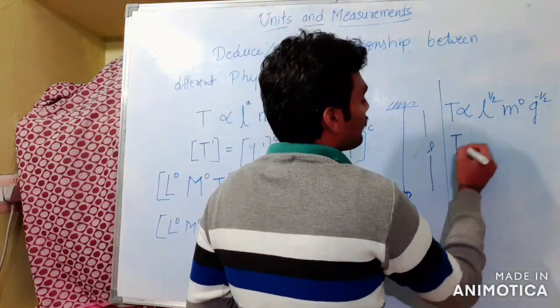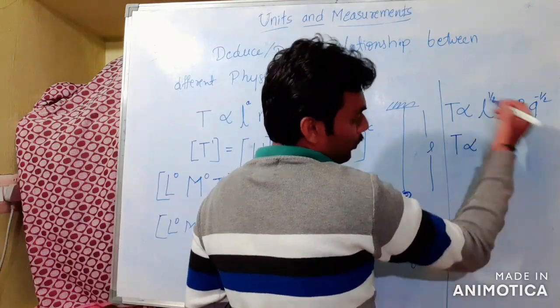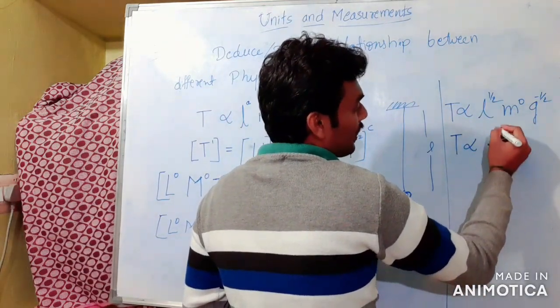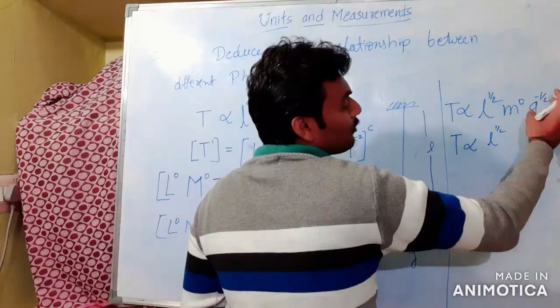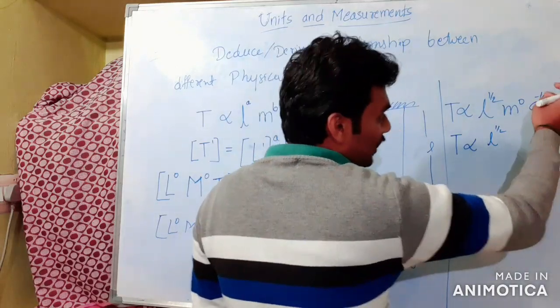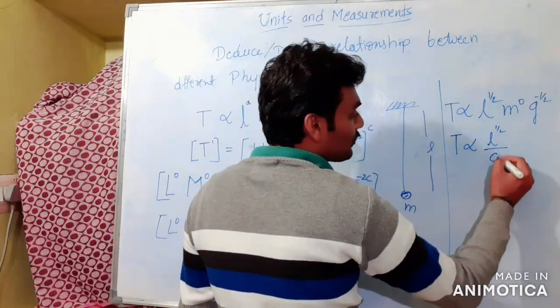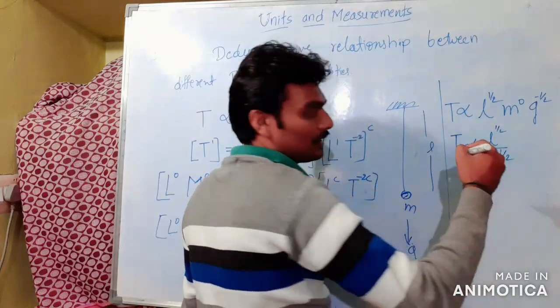I'll be simply left with T proportional to L to the power of half. See, I can bring this G to the power of minus half to the denominator, and hence it becomes G to the power of half. Isn't it?